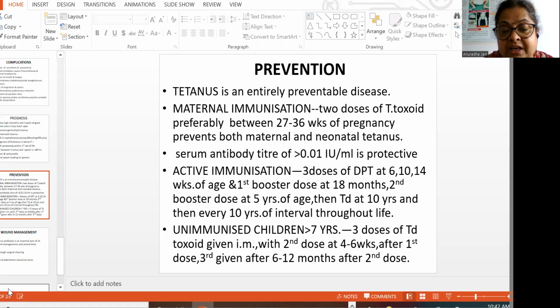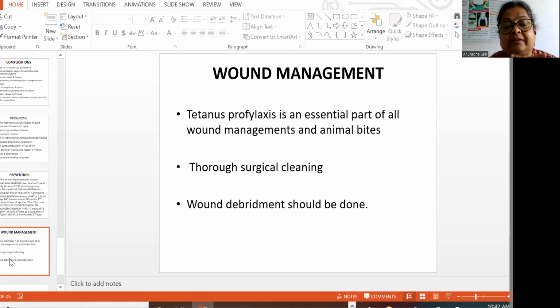Unimmunized children more than 7 years old, if they come to you, then give 3 doses of Td. Instead of DPT, you have to give 3 doses of Td toxoid, given intramuscularly, with the second dose at 4 to 6 weeks after the first dose, and the third given 6 to 12 months after the second dose. And wound management in this is also very important. Tetanus prophylaxis is an essential part of all wound management, and for animal bites, thorough surgical cleaning and wound debridement should be done.